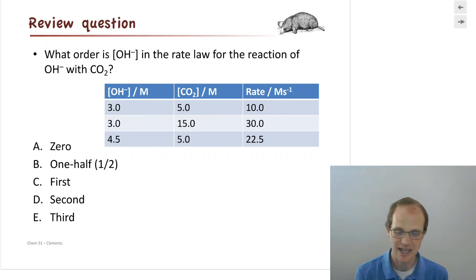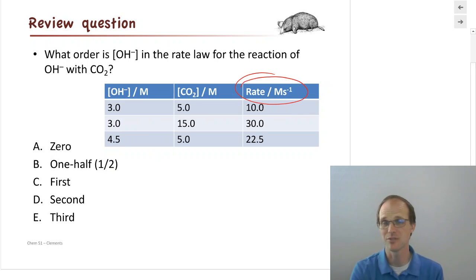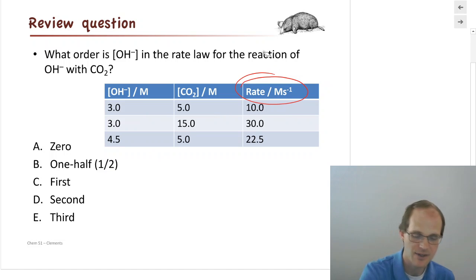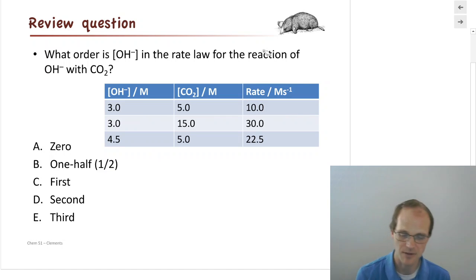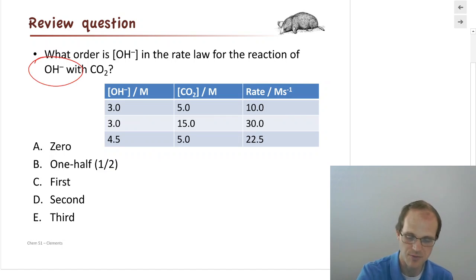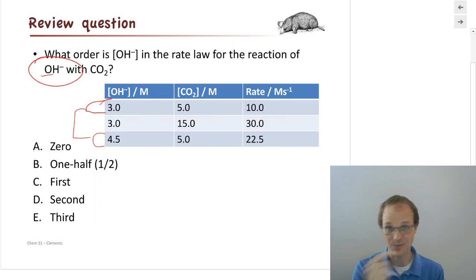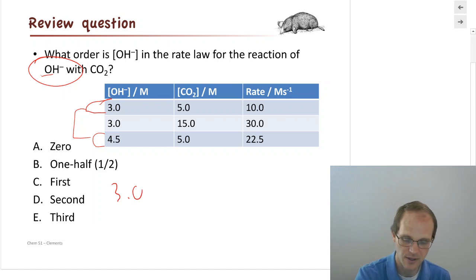Okay. What'd you come up with? Hopefully you looked at this and you're like, hey, this looks like probably an initial rate problem. Even though I didn't use the word initial rate here, I probably should have. Sorry if that confused you. So what we have to do is we're looking for OH minus. We have to look for a set of experiments where OH minus changes and CO2 doesn't change. And that's experiment 1 and experiment 3. OH minus goes from 3.0 to 4.5. CO2 stays at 5. So when I go from 3.0 to 4.5 molar, that's a factor of 1.5 times.